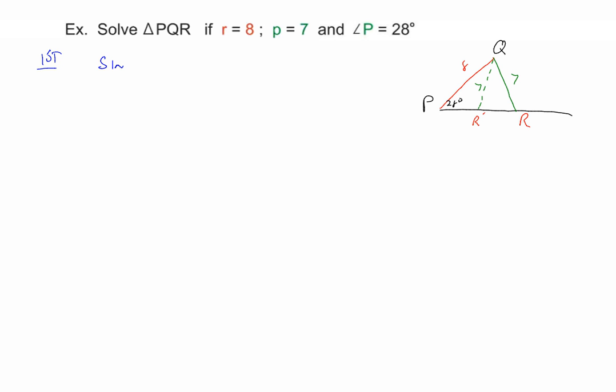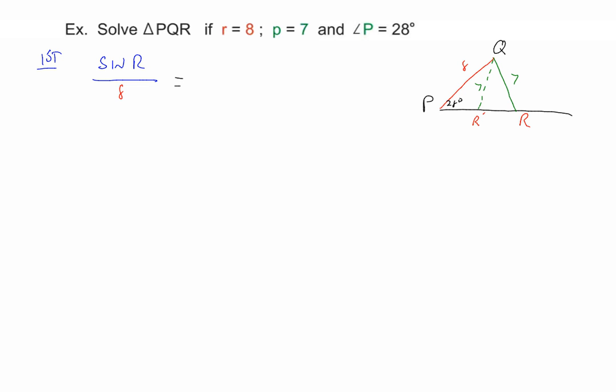So first off, sine of angle R divided by the length of R. R was 8, correct? And do you see how they gave us the 28-degree angle and its opposite value of 7, right? You see that? No matter which triangle you're worried about, isn't the angle 28 and its opposite side 7?